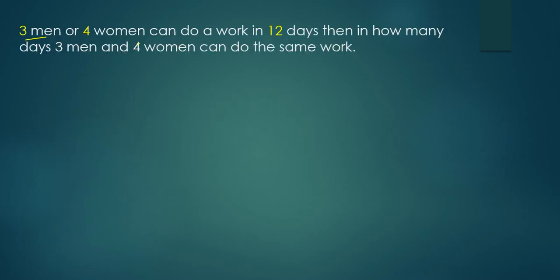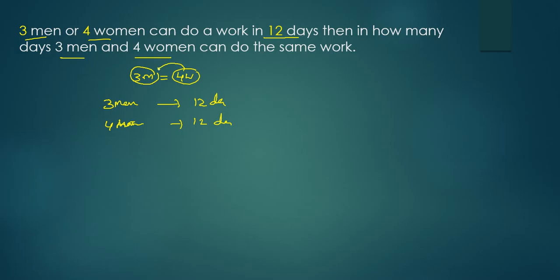3 men or 4 women can do a work in 12 days. Then in how many days can 3 men and 4 women do the same work? Simple. 3 men are taking 12 days. 4 women are also taking 12 days. It means 3 men's efficiency is equivalent to 4 women's efficiency. Clear? Now you can replace 3 men with 4 women, or you can replace 4 women with 3 men.